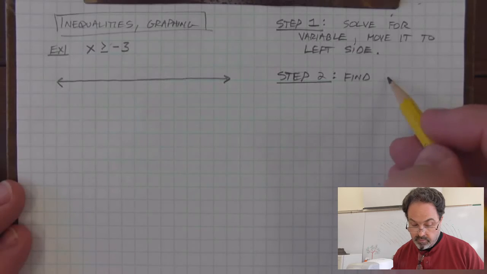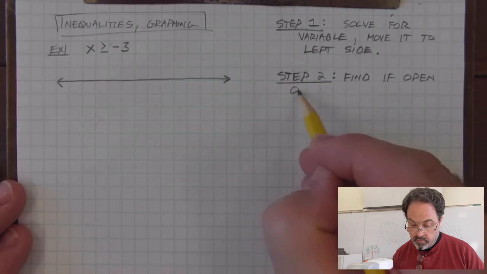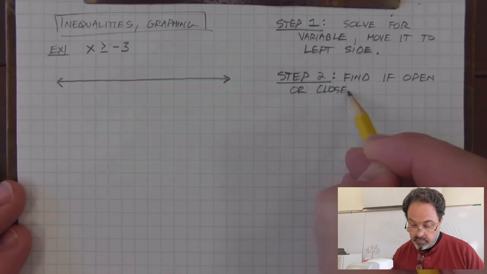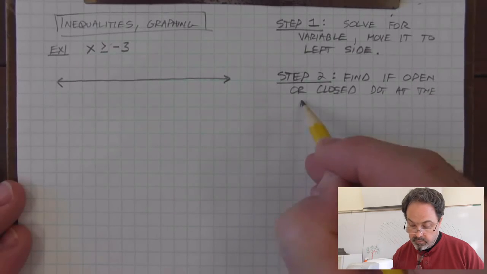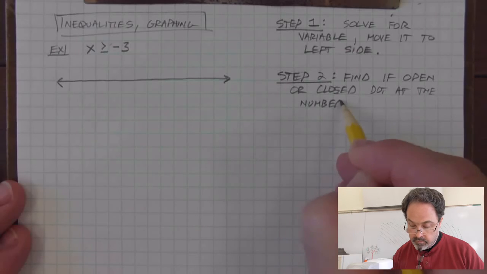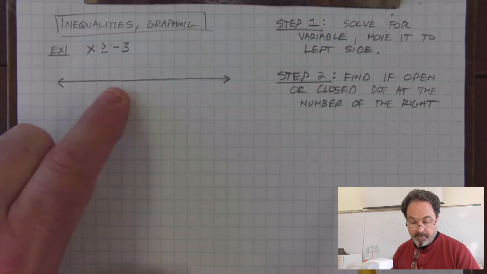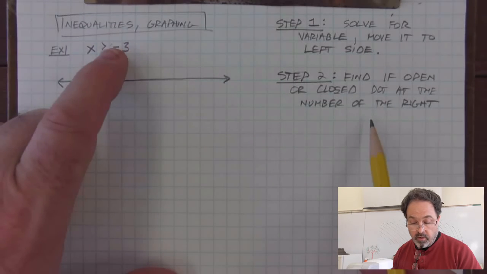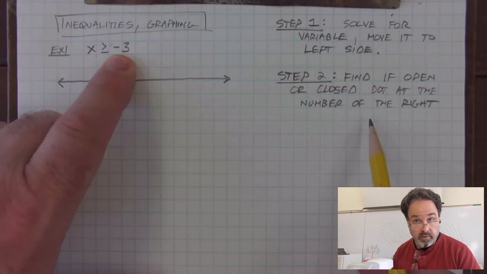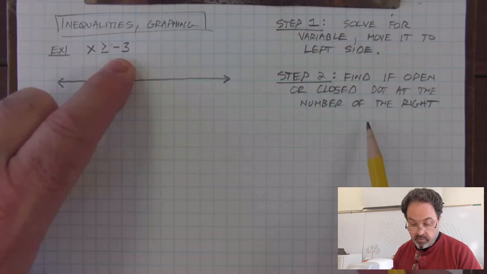Find if there is an open or closed dot. We're going to put an open or closed dot on our number line at the number on the right. The number on the right is -3. But what are we going to use, an open or a closed dot there?